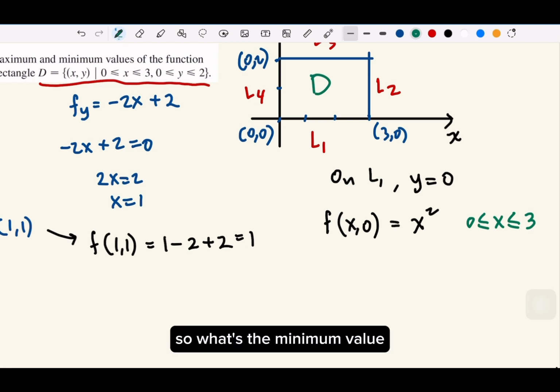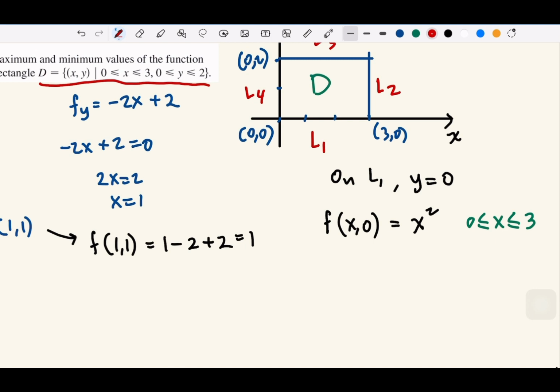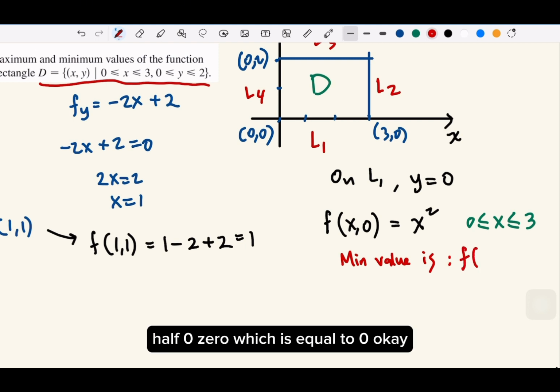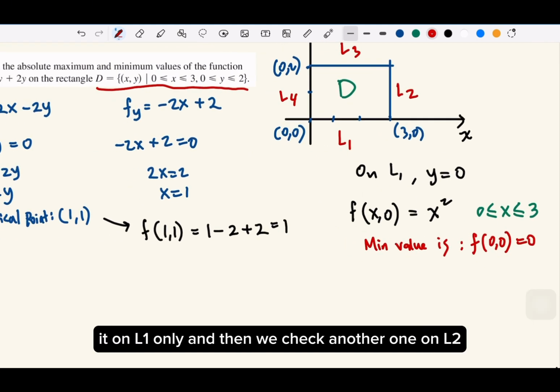So what's the minimum value? So the minimum value for this L1, the minimum value is f(0,0), which is equal to 0. Okay, on L1 only. Okay, and then we check another one on L2.